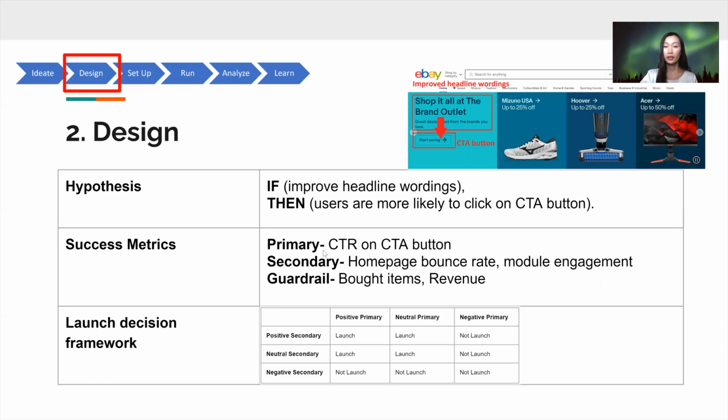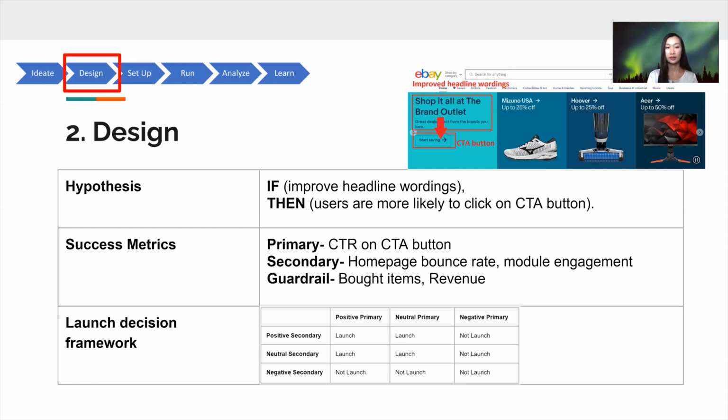So that's why I have primary as the click-through rate of the call to action button. Secondary metrics are basically related metrics that I am interested in, such as homepage bounce rate and module engagement. Guardrails are usually the metrics that you care about that you would like to monitor.